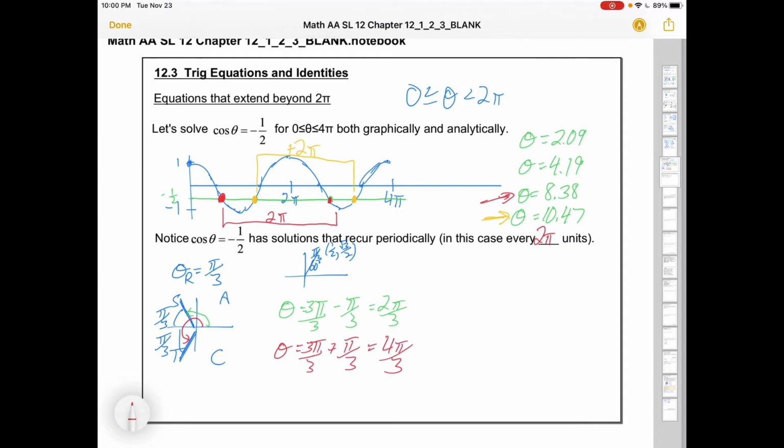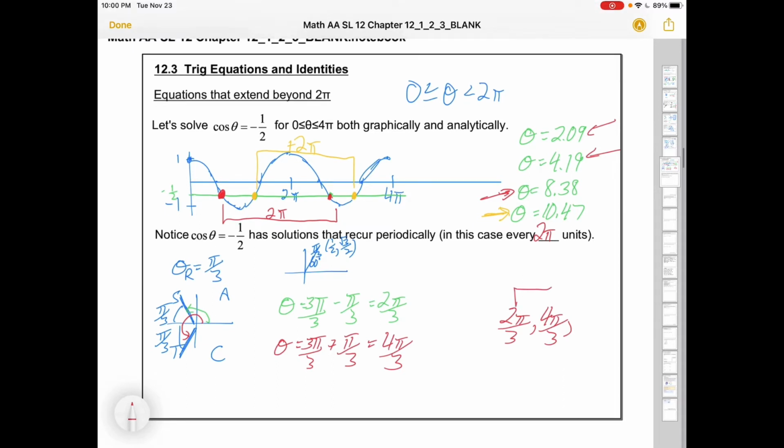And guess what? Those are the exact values of these first two that we found over here, 2.09 and 4.19. So there are answers at 2 pi over 3 and 4 pi over 3. And they're also going to have periodic buddies that recur 2 pi later. So let's think about that.